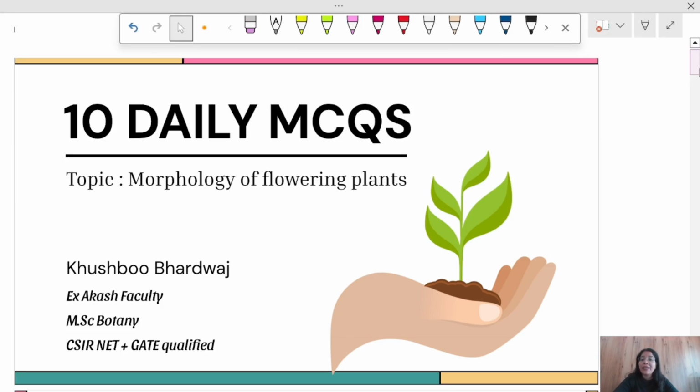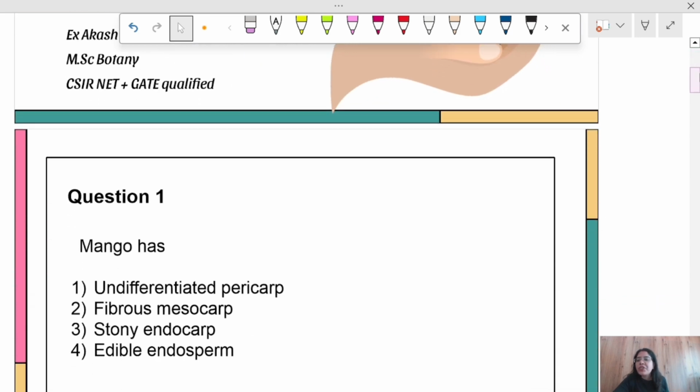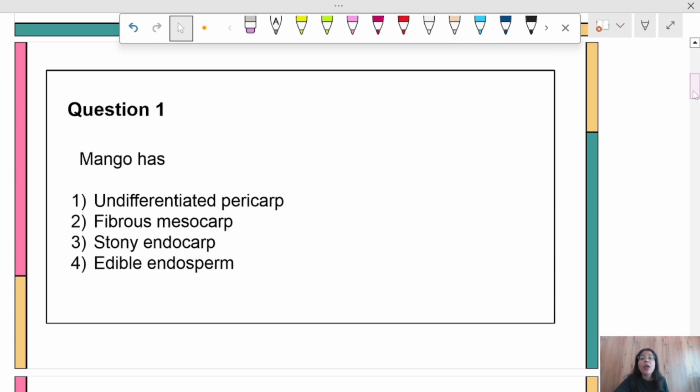Today we are going to practice 10 questions from the chapter Morphology of Flowering Plants. Okay, let's begin. The first question you can see here is: mango has undifferentiated pericarp, option number 1; fibrous mesocarp, second option; stony endocarp, third option; and edible endosperm, fourth option.